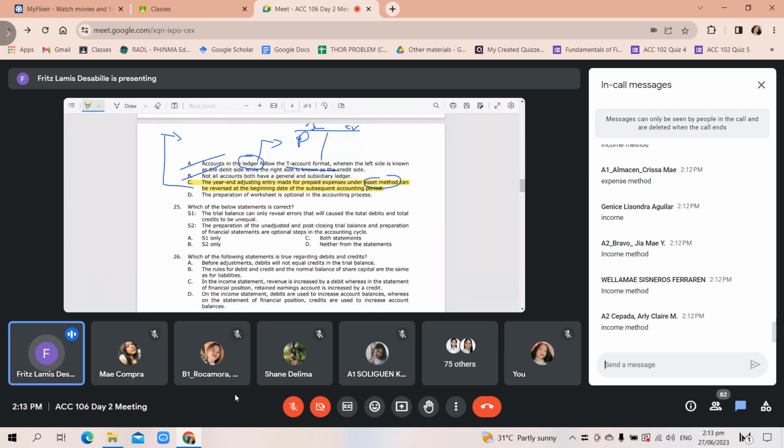Okay, so which statement is correct? The trial balance can only reveal errors that will cause the total debits and credits to be unequal. Okay, I guess this is already understood and has been emphasized already. So the trial balance can only detect errors that cause the debits and credits to be unequal. Correct. The preparation of the unadjusted and the post-closing trial balance and preparation of financial statements are optional in the accounting cycle. Correct or wrong?